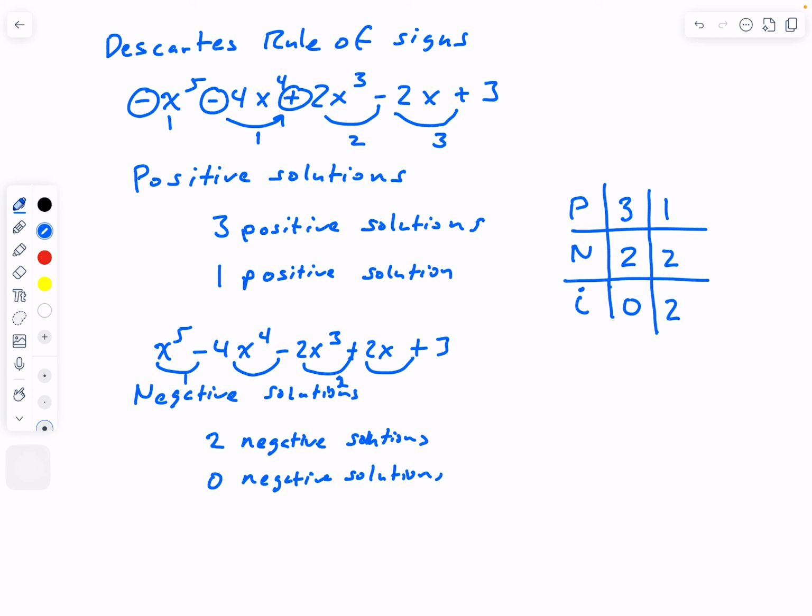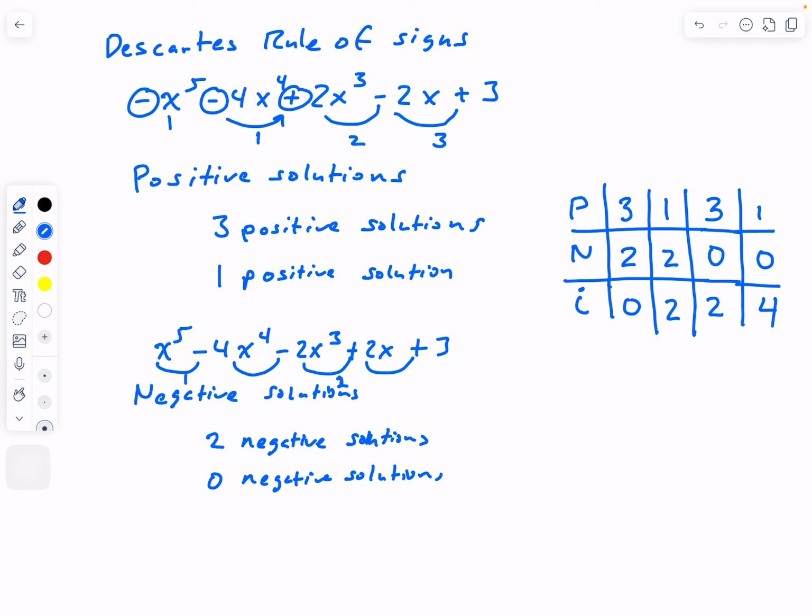We could have 3 positive and 0 negative, and that would still be 2 imaginary solutions. Or we could have 1 positive and 0 negative. That would lead us to 4 imaginary solutions. So that's what Descartes' rule of signs allows us to see, all the possibilities.